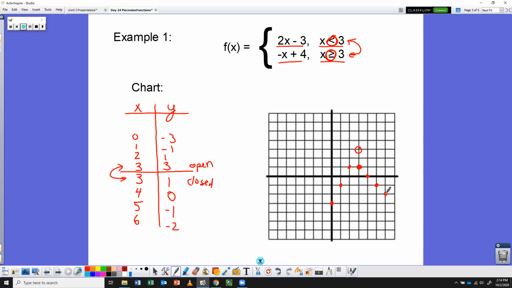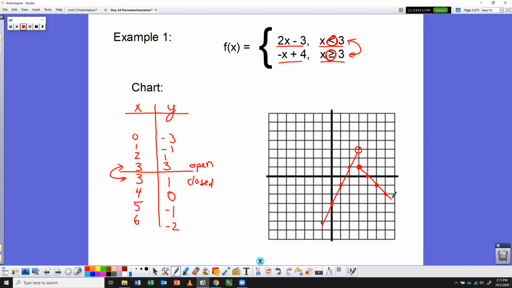Now at first, these dots are going to look a little bit scattered. They're going to look like they're all over the place. But then remember, what you're actually doing is you're splicing together two different pictures. Part of your graph is a line with a slope of 2 and a y-intercept of -3. That's this line. And the other part of your graph is a line that has a slope of -1 with a y-intercept of 4, but doesn't make it all the way to the x-axis. That's this one.